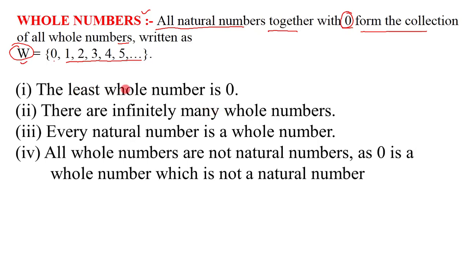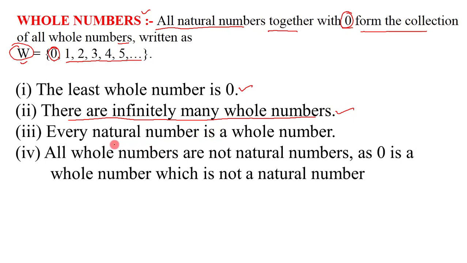What is the least whole number that we have? 0 is treated as the least whole number. And in the same manner, there are infinitely many whole numbers.